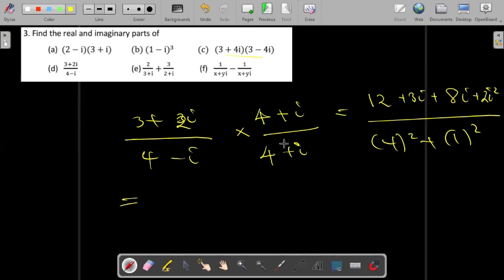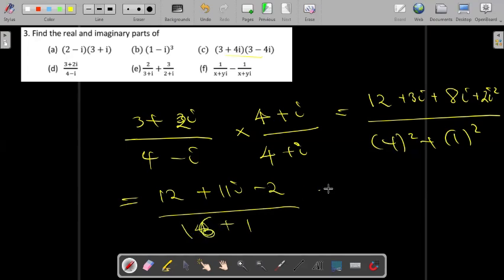So here, what do I have? I have 12. I can add these 2, then I get 11, so that will be plus 11i. The 2i squared just gives me negative 2. So I have negative 2 here. Then divided by 4 plus 4 plus 1, which is going to be, no, not 4 plus 1. That is 16, I mean. So 16 plus 1.